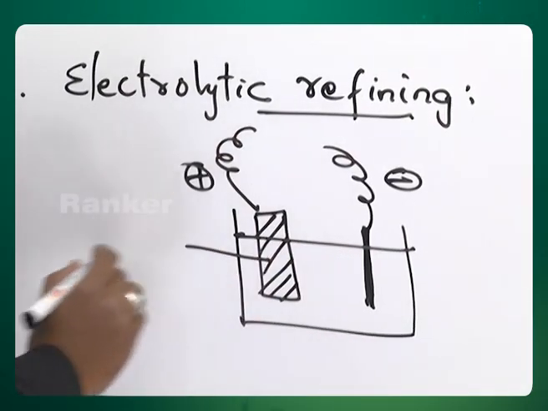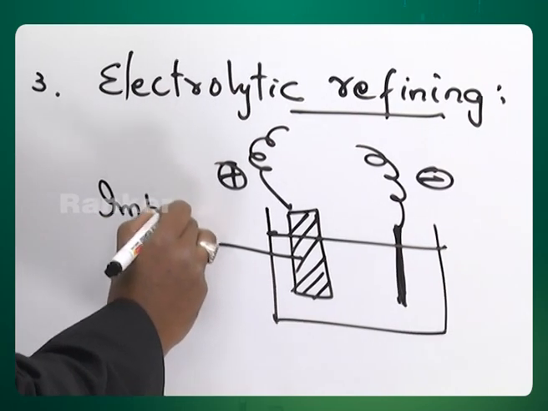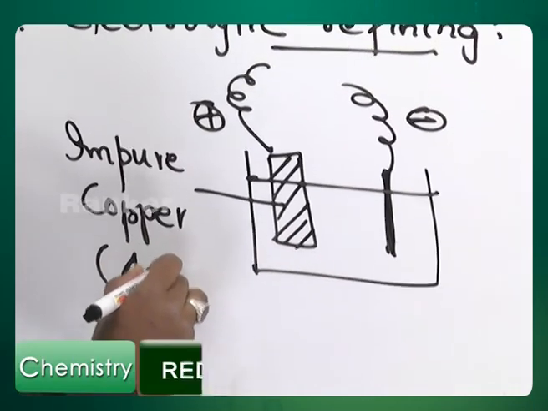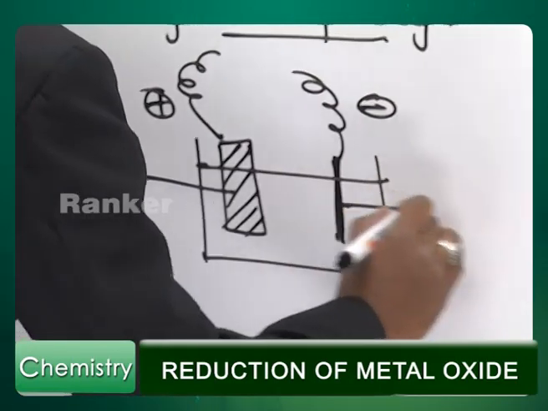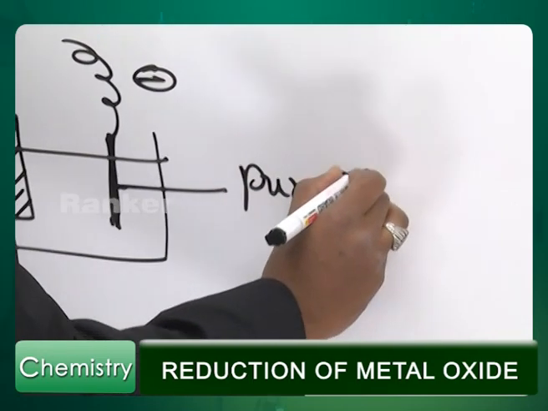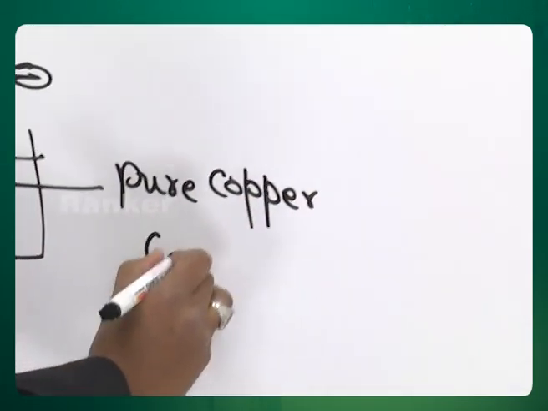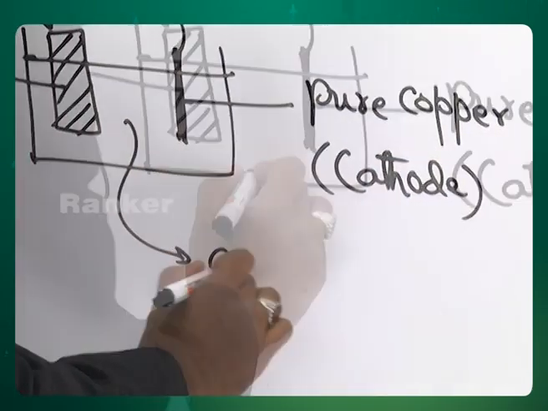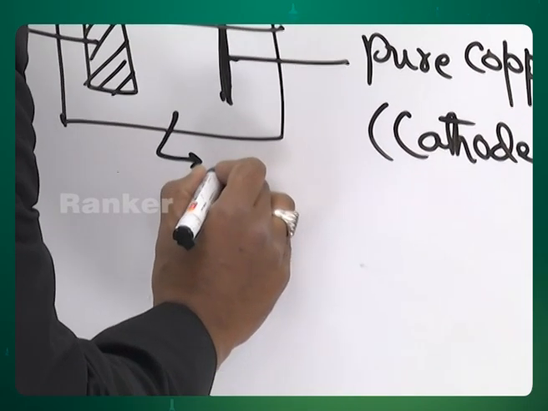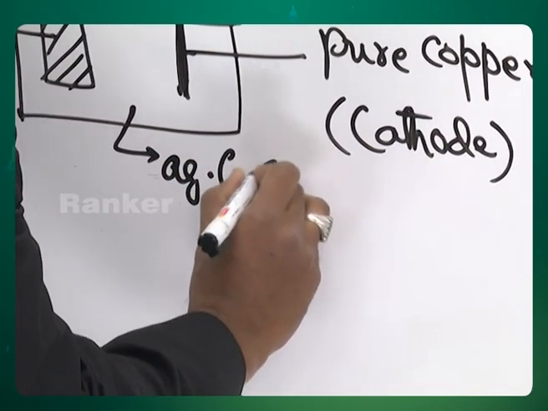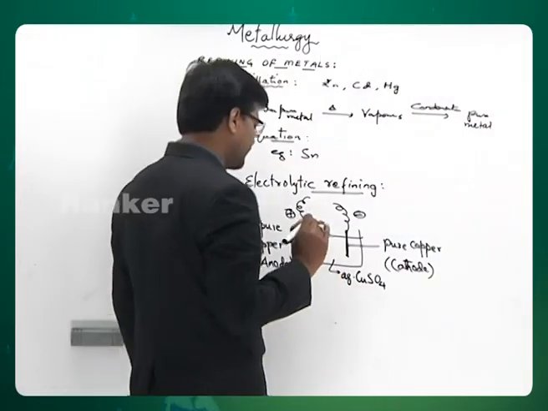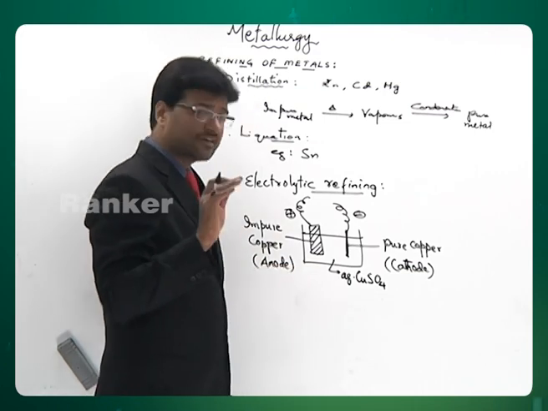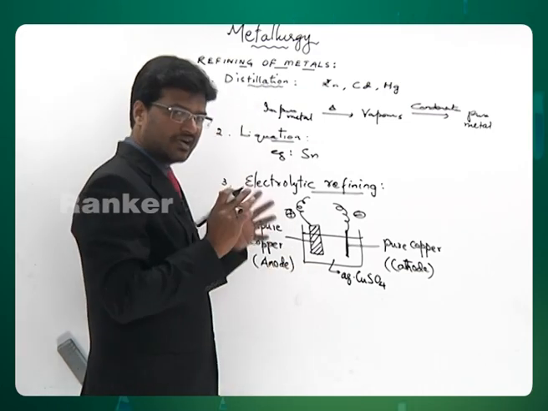We'll take this as the anode, and it is impure copper. This will act as anode. And this is a strip of pure copper. This will act as cathode. And in the electrolyte, you should have aqueous copper sulfate, which acts as electrolyte. Now let's see what reactions take place at the electrodes. Remember, the electrodes are active electrodes. Copper electrodes are active electrodes.